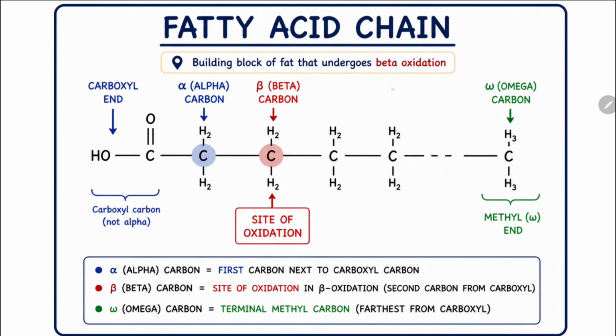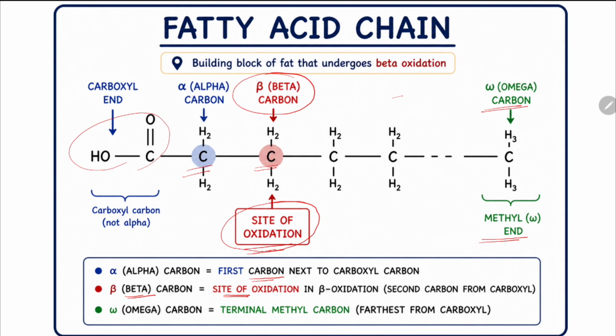Firstly, why is this called beta oxidation? This is called beta oxidation because the site of oxidation occurs at the beta carbon. So the first carbon which is next to the carbonyl group is alpha carbon, and the carbon next to the alpha carbon is called as beta carbon. Because the oxidation occurs at the beta carbon, this is called as beta oxidation. You have to remember that the beta carbon is the place where the oxidation occurs. So that is why this process is called as beta oxidation.